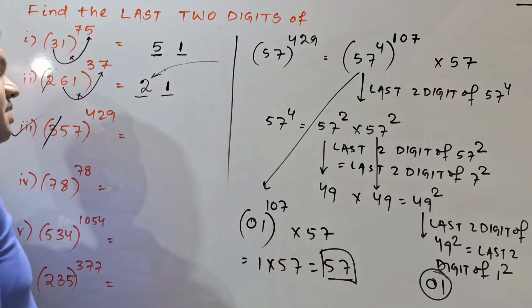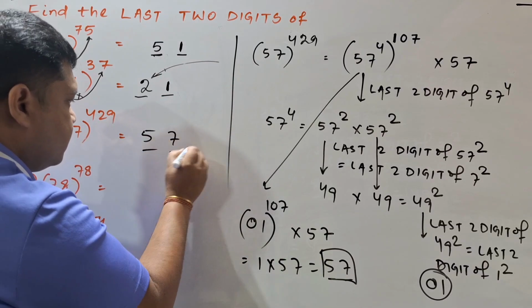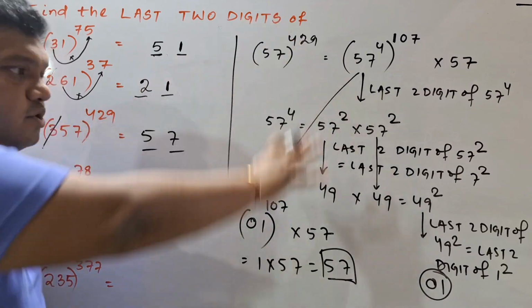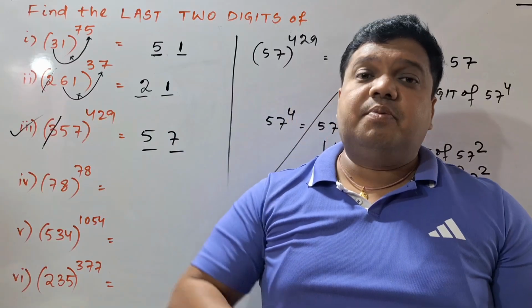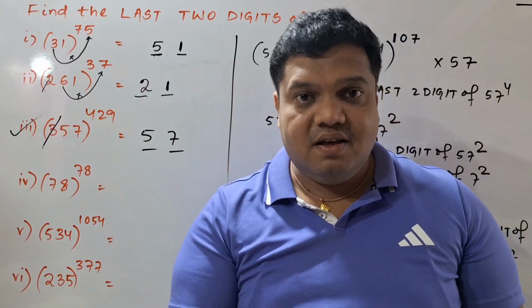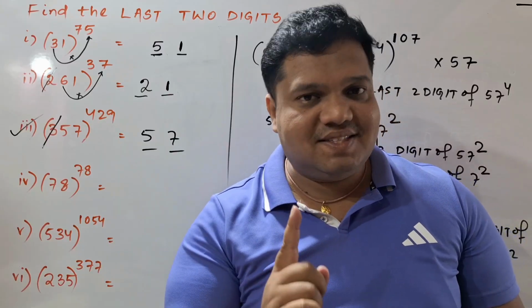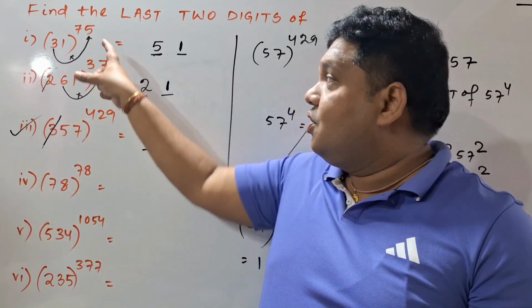Okay, the answer is 57. The answer for this question is 57. Clear? Very easy one. Understood the process? If the base ends in 1, you know the logic. If the base ends in 3, 7, or 9, do modification. The objective is that you want 1 at the base. The base must end in 1. If the base ends in 1, this is the logic.